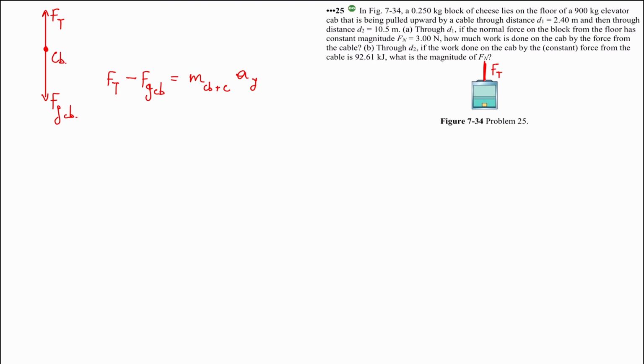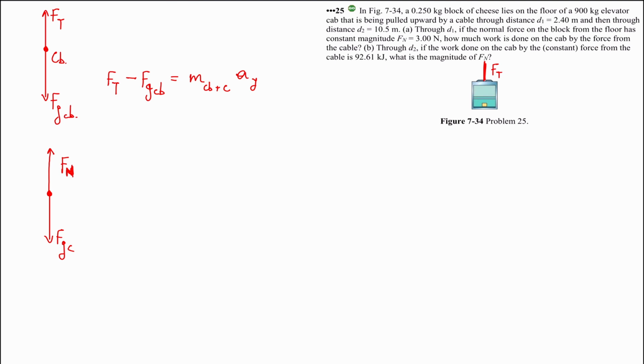So then let's change our view and go check out the cheese. Suppose we were to draw the free body diagram of the cheese now. The cheese, we were told, is being pushed at a constant force upward, a normal force of 3 newtons. But because of the cheese's mass, it's also being attracted toward the center of the earth by the force of gravity, so we're going to have Fg sub c for cheese. The sum of these two forces is going to be responsible for accelerating the cheese.